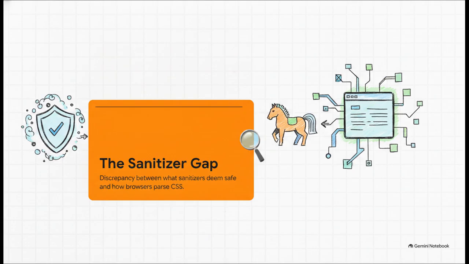See, major webmail providers use these sophisticated sanitizers to scrub out dangerous elements before you even see a message. But modern browser layout engines, they've gotten incredibly advanced. So you get this widening gap between what the email sanitizer blindly rubber stamps as safe styling and how the browser actually computes those complex CSS specs. This gap basically acts as the ultimate Trojan horse.